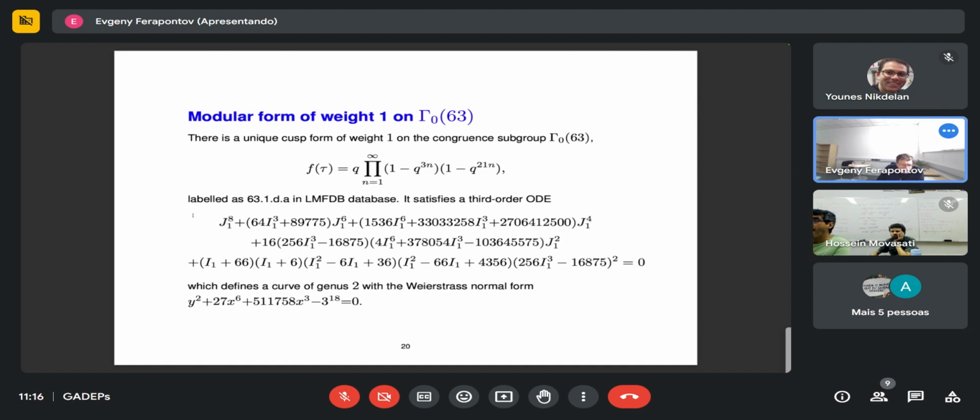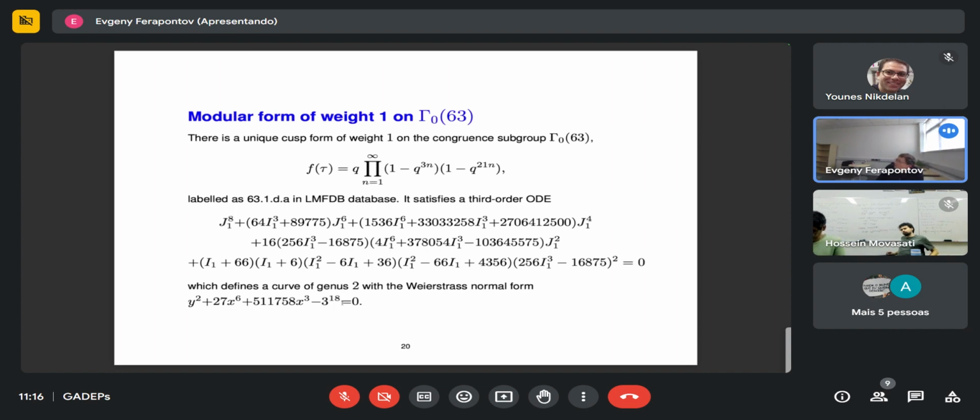Expressed in terms of the invariants, right? Remarkably, this curve of very high degree has genus 2, and its Weierstrass normal form is this. So it's a genus 2 curve, right? So just out of curiosity, there are examples where modular forms of weight 1 uniformize higher genus curves, in particular genus 2 curves.